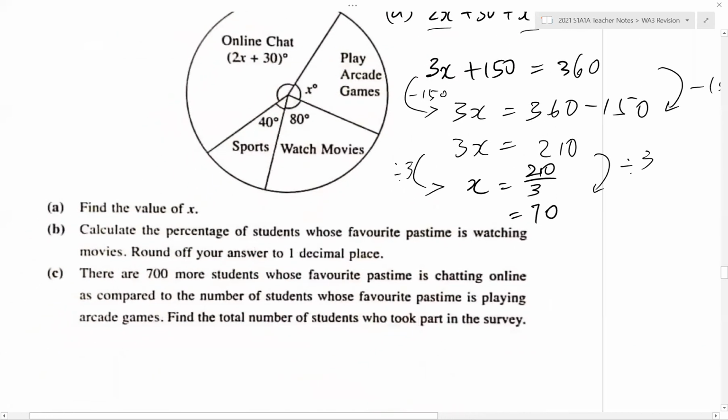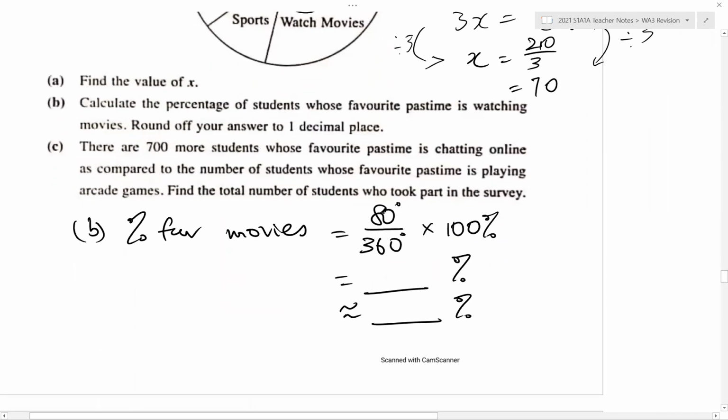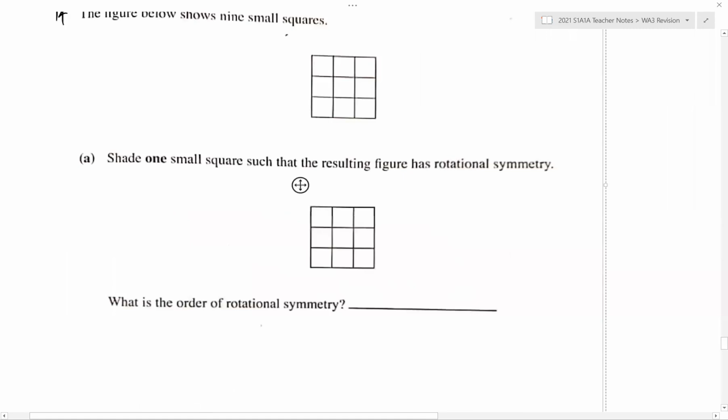Okay, so part A done. Part B, percentage again. Whose favorite pastime is watching movies? So watching movies, you got 80 degrees. Part B, percentage for movies. 80 over 360. When you want the percentage of something, we always divide it by the total. In this case, the total is 360 degrees, times 100%. Calculator, figure it out. And the rest of the answers will all be on Google Classroom by tonight. Okay?